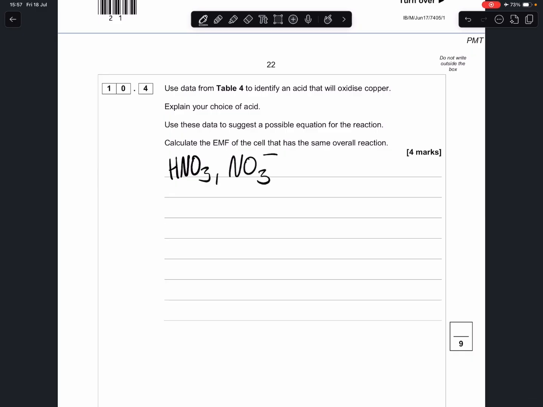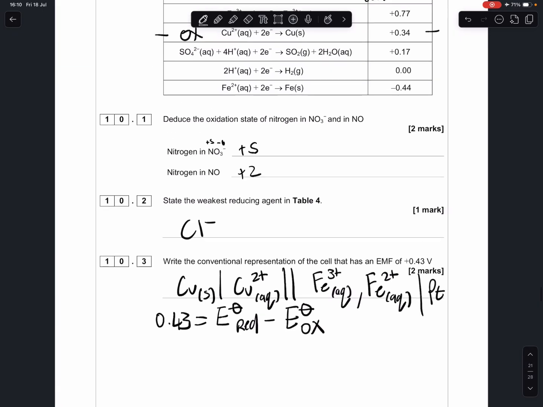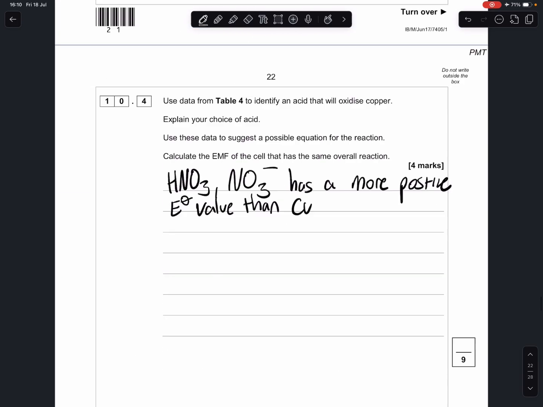NO3 minus has a more positive E naught value than copper 2 plus. You need to be specific. You can't say HNO3 has a more positive E naught because that's not the thing that's being reduced. Here we see NO3 minus is gaining electrons, so that's the thing that's being reduced. That's the thing that has the positive E naught because it's being reduced. And the same for this. Our copper solid here is the thing that's being oxidized. It's losing electrons, so that is the thing that has to have the more negative E naught. So we need to write copper. So yeah, there you go.